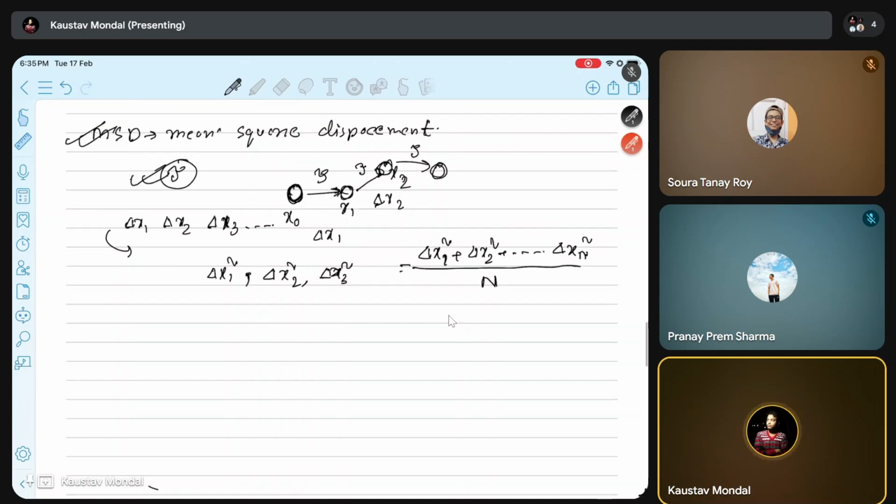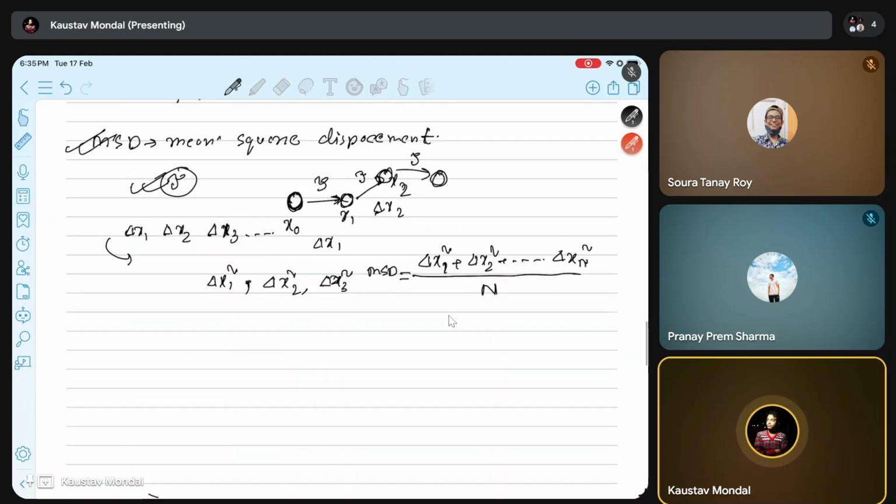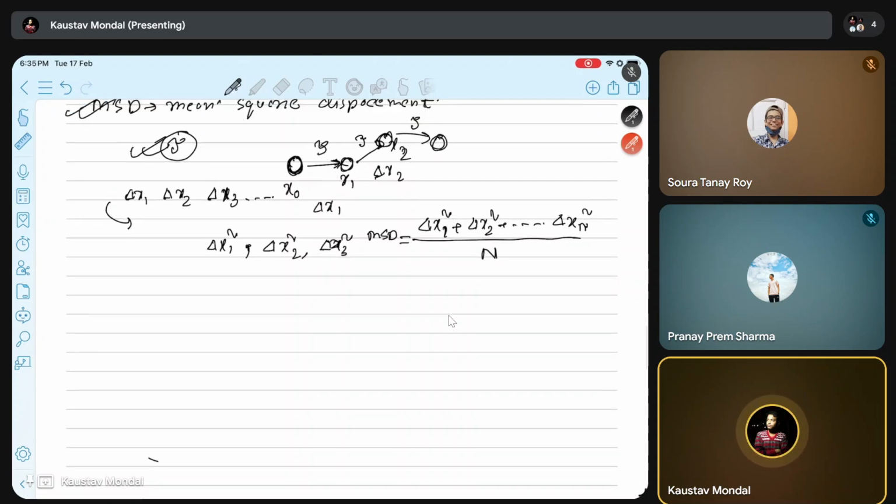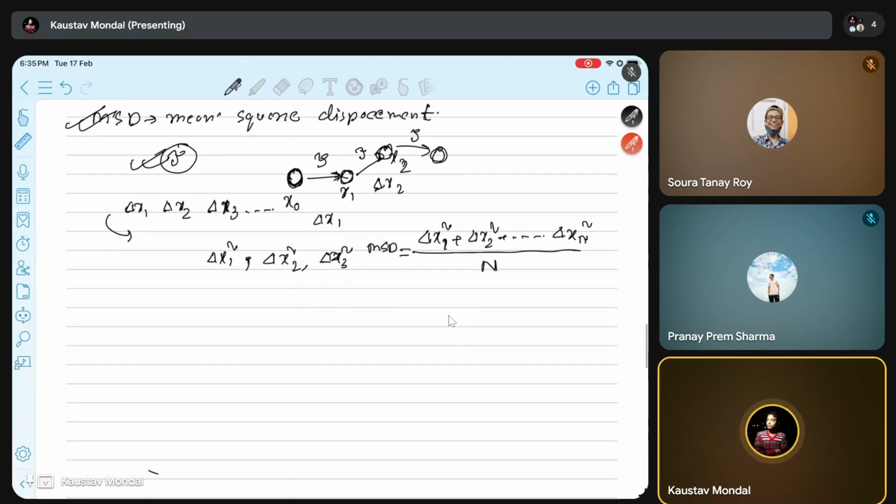Okay, average out. So this gives you the MSD, the mean square displacement. First you calculate the displacement, then you do the square, then you do the mean. This is a very important quantity that we study to characterize the motion of the particle.